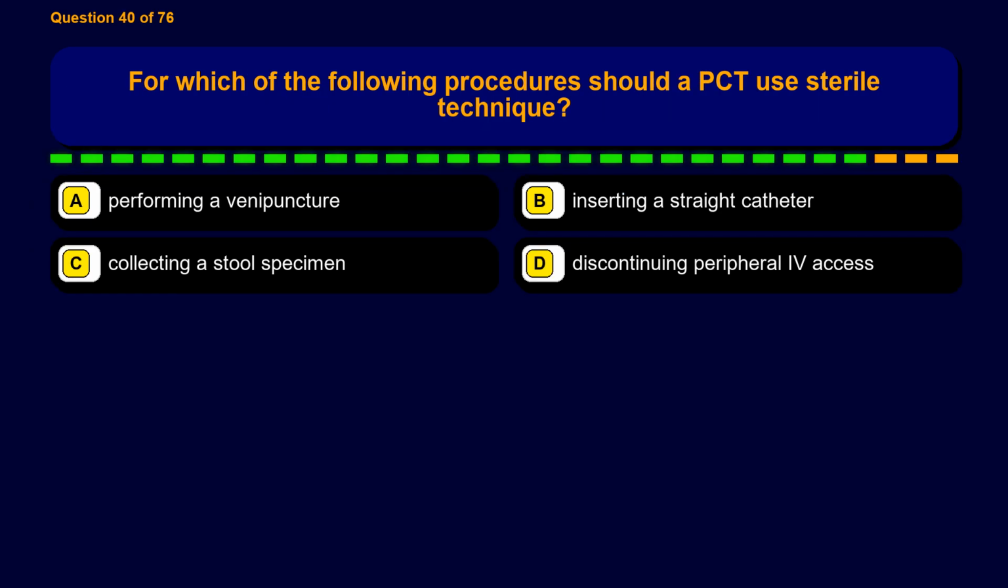Question 40. For which of the following procedures should a PCT use sterile technique? Option A. Performing a venipuncture. Option B. Inserting a straight catheter. Option C. Collecting a stool specimen. Option D. Discontinuing peripheral IV access.